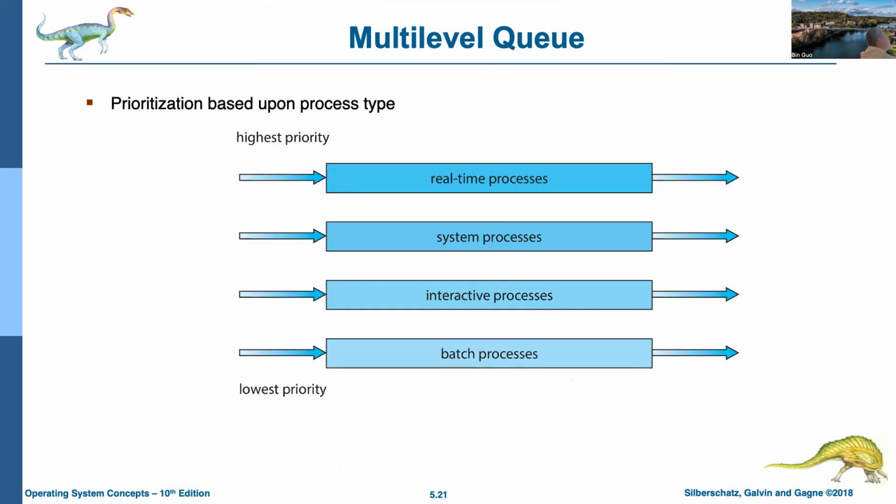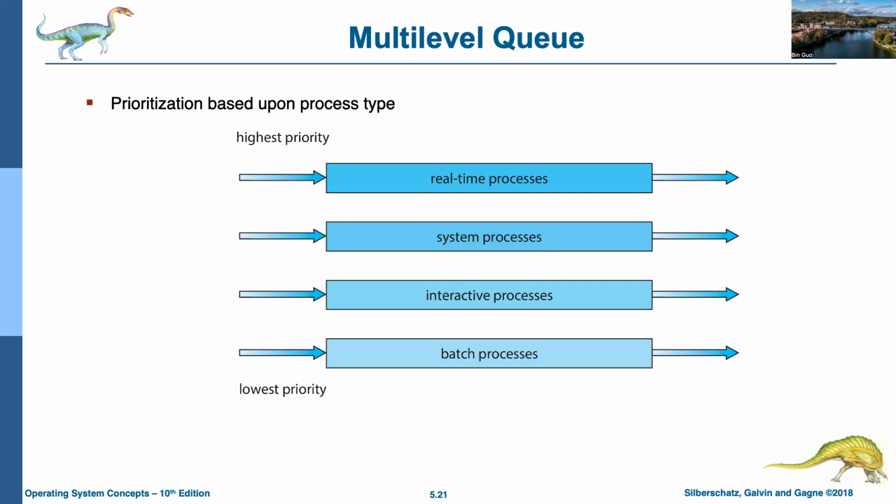Real-time processes have the highest priority. They must respond quickly. Otherwise, you feel the latency, like on our screen. Once the screen has some latency, you feel the UI is frozen. So this has the highest priority.